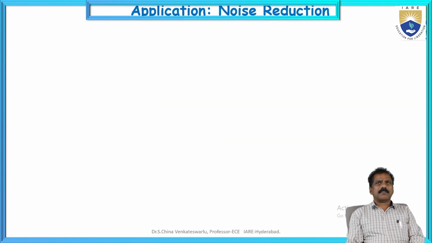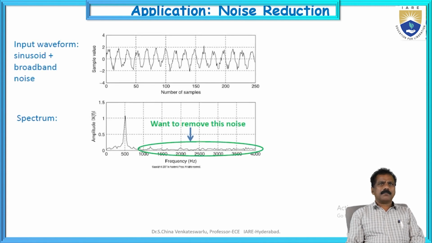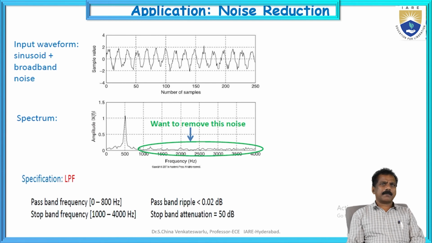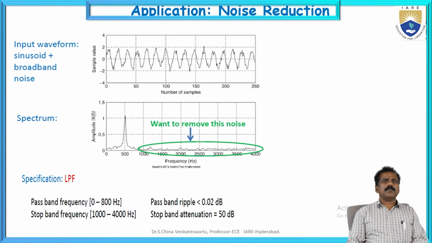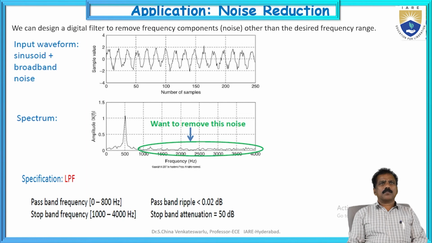Coming to the applications of noise reduction, here is the input waveform, a combination of sinusoidal plus broadband noise, with the number of samples and sampling values. It is also used for the spectrum, when we want to remove this noise using the spectrum. That time also it is very much useful. The specification is a low pass filter, pass band frequency 0 to 800 Hz and stop band frequency 1000 to 4000 Hz, pass band ripple less than 0.02 decibels, stop band attenuation equal to 50 decibels. So we can design a digital filter to remove the noise components other than the desired frequency range.